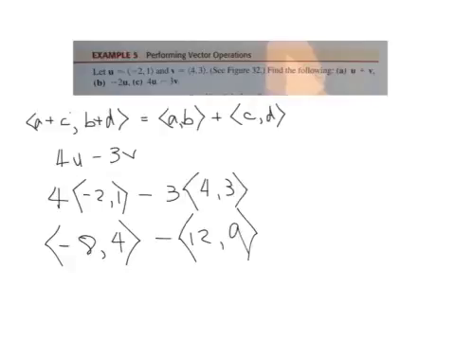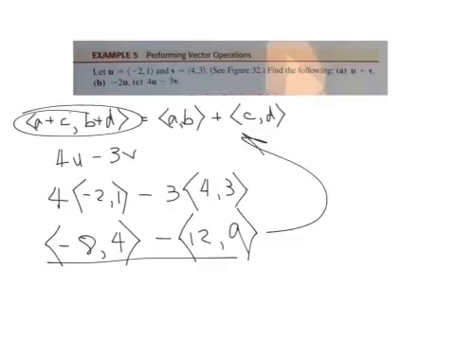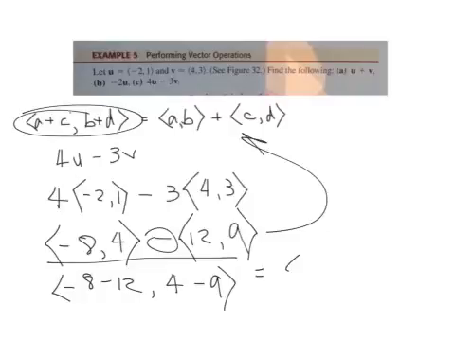Alright, so now we are in this form here, which is very similar to this form, so let's look at it and see what we get here. So we get -8 minus 12, and then we have 4 minus 9 is that, and that gives us -20, -5 for an answer there. So let's go ahead and end this video and start with another one.